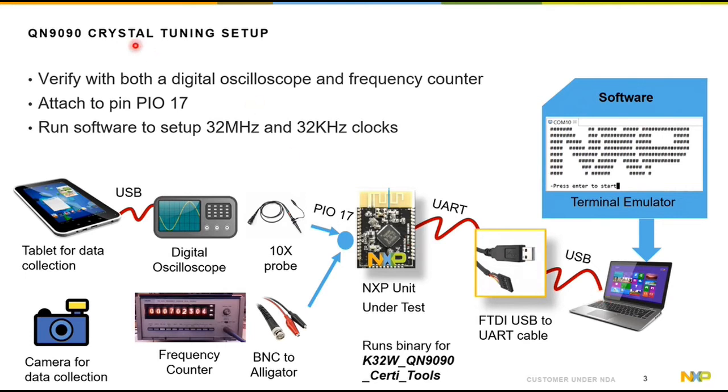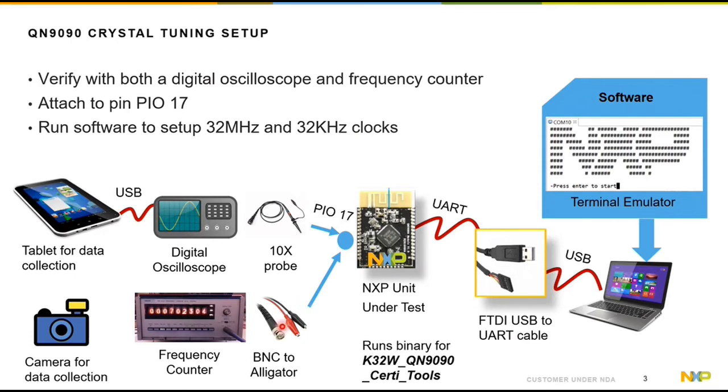For this particular case, if you're doing crystal tuning or looking at signals on an NXP board, they come out of PIO, so port pin IO 17, and that same pin can be used to measure clock signals. So one measurement method I might be able to use is a 10x probe, hook up to it, use a digital oscilloscope. In my particular case, I have a USB cable to it and use the Android tablet to record the screen images or save the screen images directly onto a scope.